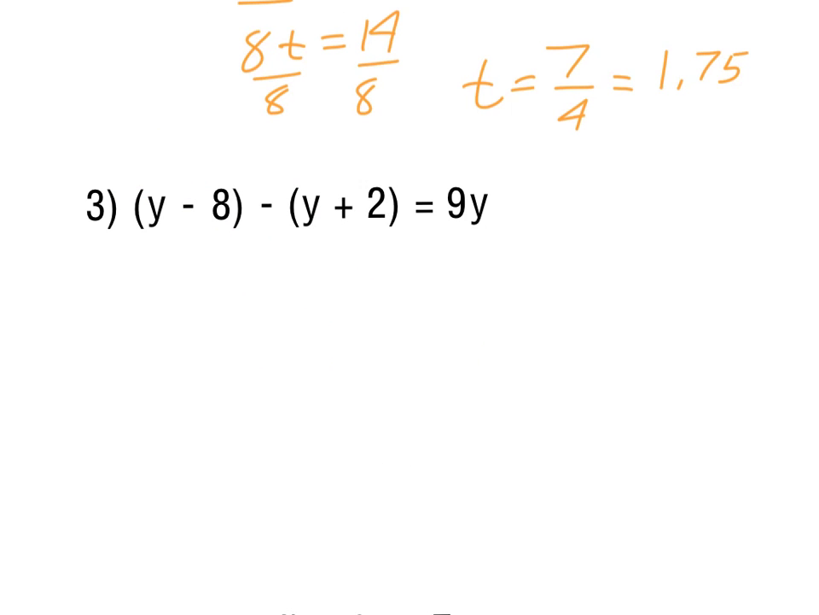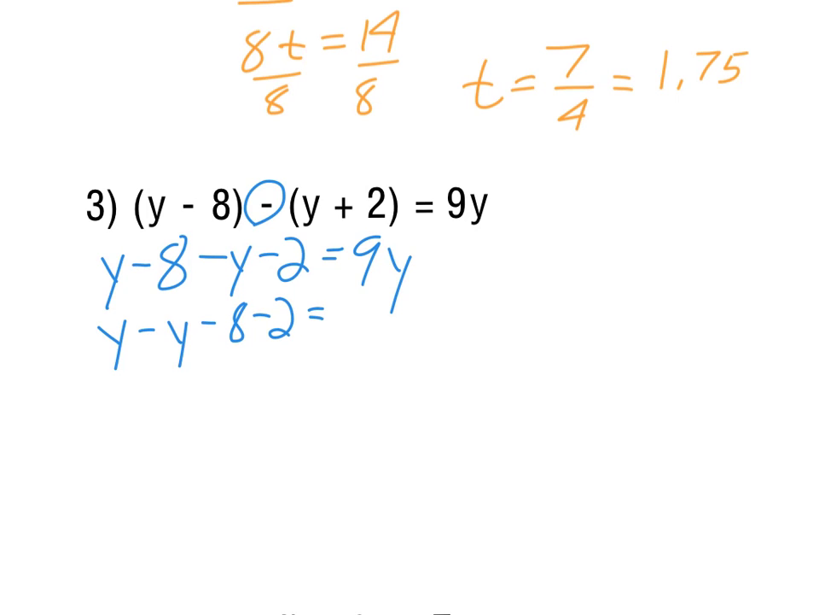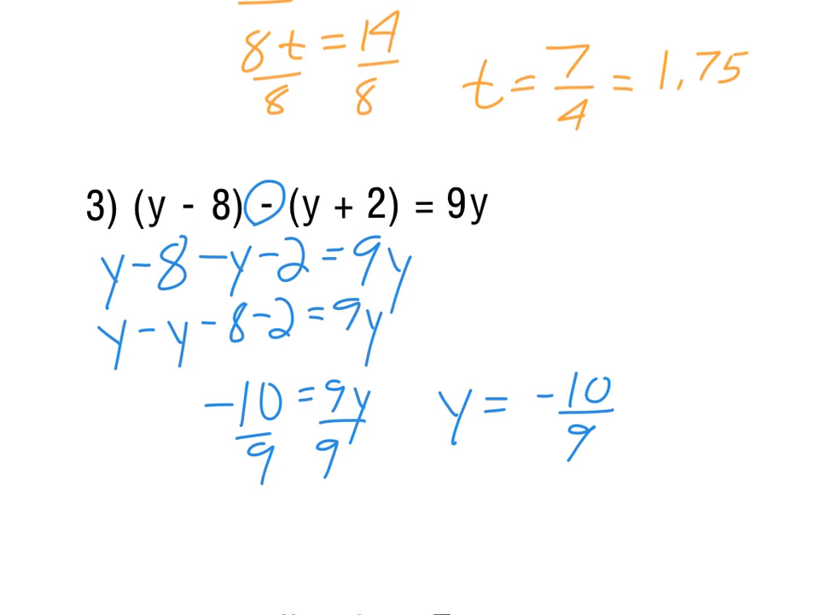Looking at number 3, we have some distribution to do, really just with this minus sign. The parentheses over here around the y minus 8 are just there, they don't really do anything. We would have a minus y and a minus 2 there. So it's a little bit strange on the left hand side, we get a y minus a y, and if you wanted to you could rearrange those terms so that the like terms are next to each other. So you can see the y minus y would go away, we get negative 10 equals 9y. So all we do is divide by the 9. So we end up with y equals negative 10/9.